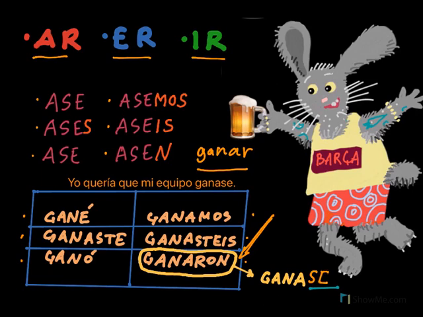But if you add these endings to that, you will have yo quería que mi equipo ganase, and you add that se to the root. So yo quería que mi equipo ganase, and if you wanted to say instead, yo quería que mi equipo ganara, as you learned on the previous page, that is completely correct as well. So there are two correct forms. Note that ganara from the previous page is by far more common. So this one you just need to recognize, but it's less common.